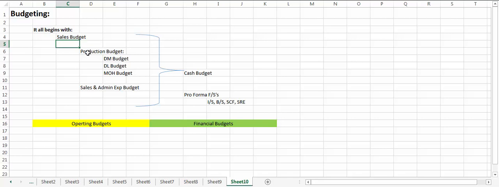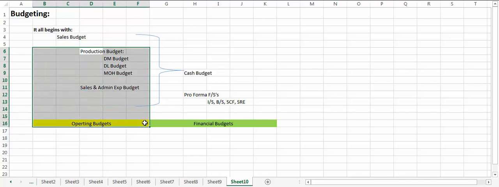Once I know that, then I will produce or generate a production budget. The production budget tells me how many units I need to produce based on an expected sales level, and from that I can produce my direct materials, direct labor, and manufacturing overhead budget. On the other side, this would be production related, but on the non-production related side, I can come up with a sales and administrative budget based on my expected sales. These are the inputs right here.